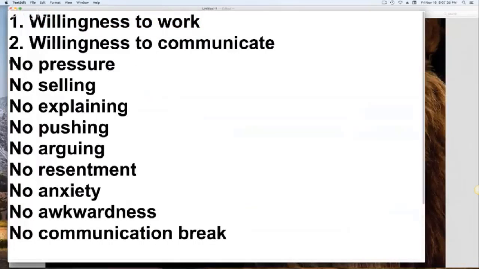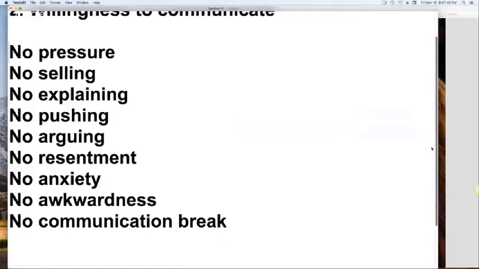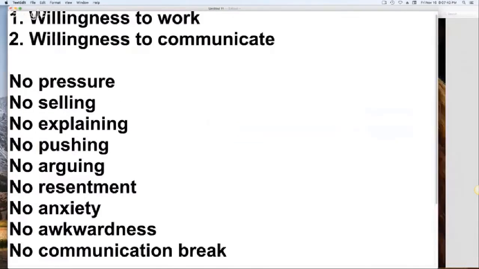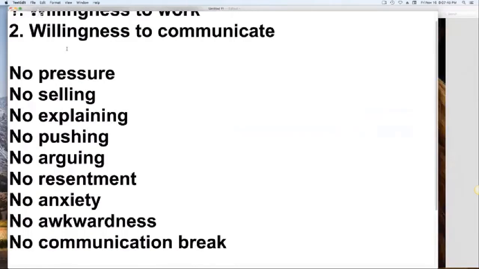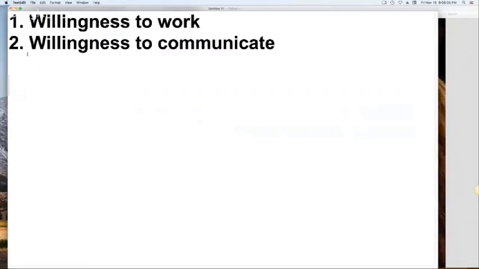But let's look at it like this. What is it that causes you to restrain yourself from putting that hour or 2 hours a day in? Well, what I know from doing this for a long time is most people don't want to get started because they're afraid, because they think they have to pressure people and they have to sell and explain a bunch of stuff and push on people, and they end up arguing with people and people get resentful and it's anxiety ridden and it's awkward. So if we just eliminate all this, what would you have for an excuse to not get to work? If we eliminate all that, then all you have left is, well, I'm just lazy, right?